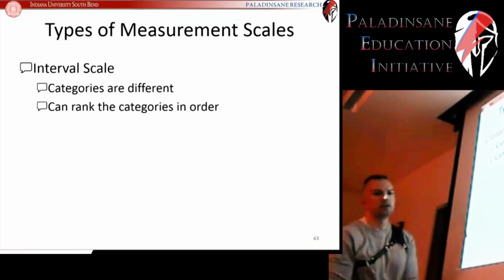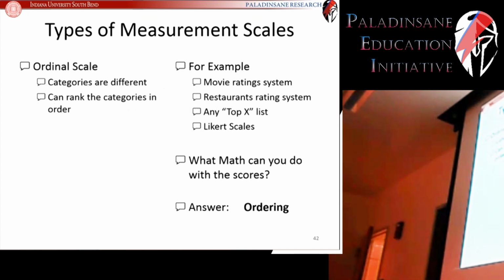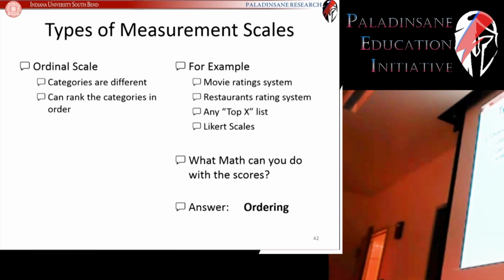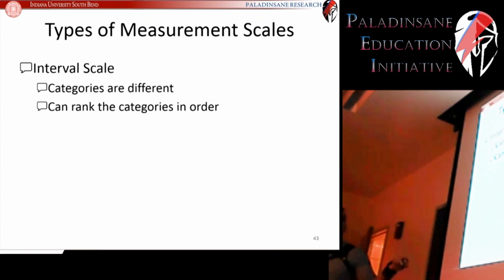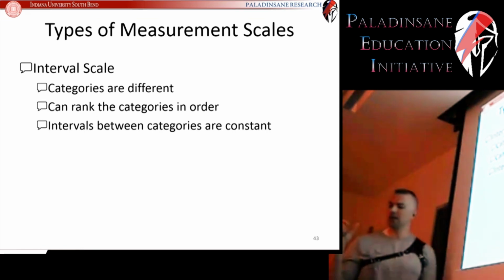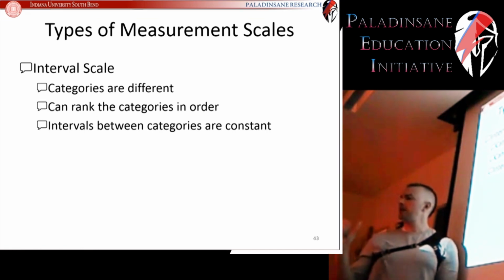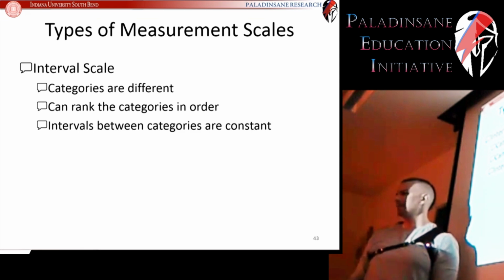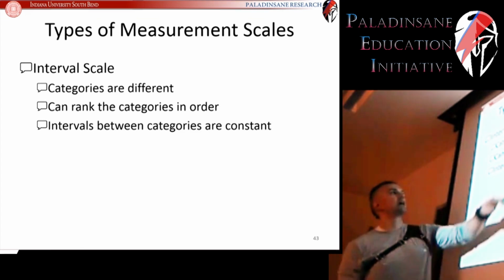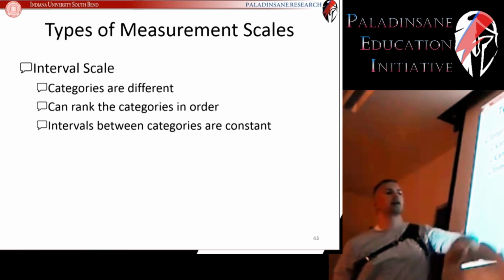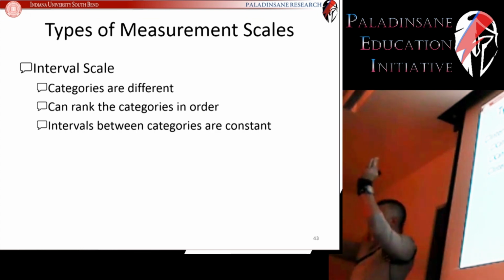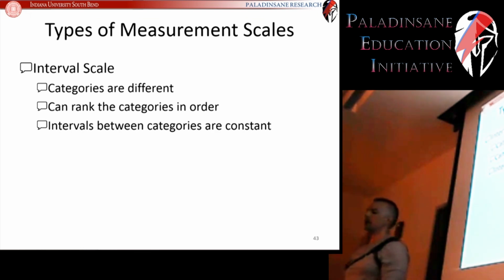Right, interval scale. An interval scale can do everything an ordinal scale can do. Categories are different, and you can rank the categories in order. But now the intervals between the categories on the measurement scale are the same as the intervals between the categories in the true score. So that's what they mean when they say intervals between categories are constant. What they're saying is that the intervals on your measurement scale are the same as the intervals on your true score.